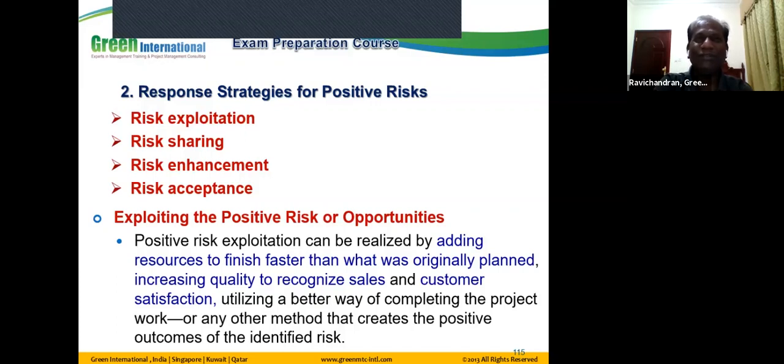What does that mean? So you are making sure the risk happens because it's positive, so you can realize the benefit. So the positive risk exploitation can be realized by adding resources to finish faster than the complete plan, increasing the quality to increase the sales and customer satisfaction, utilizing a better way of completing the work, or any other method which creates a positive outcome. Definitely you make sure it happens so that you can realize the benefit. That's called exploitation.